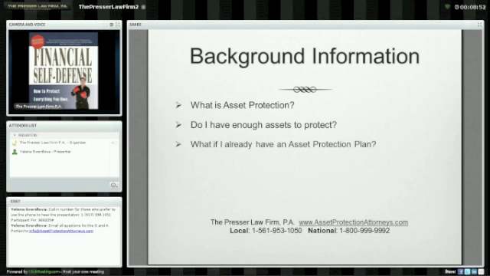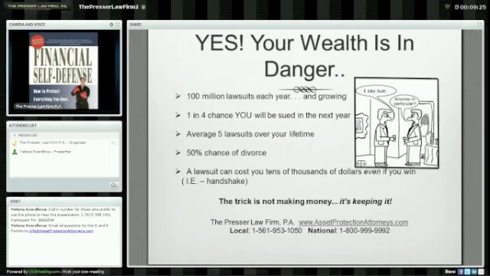Contrast that to the everyday average person who maybe has worked his whole life and saved up a couple hundred thousand dollars. If they're sued for $1 million, it's going to be catastrophic. So my opinion is that the less you have, the more you need protection. And a lot of people think, well, what if I already have an asset protection plan? If you already have an asset protection plan, that's great, but you can always build on the plan you have. Also, the laws change every single year. So we recommend at least once a year, have your plan reviewed by an asset protection attorney.